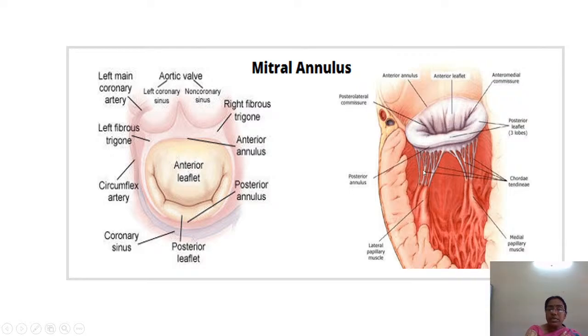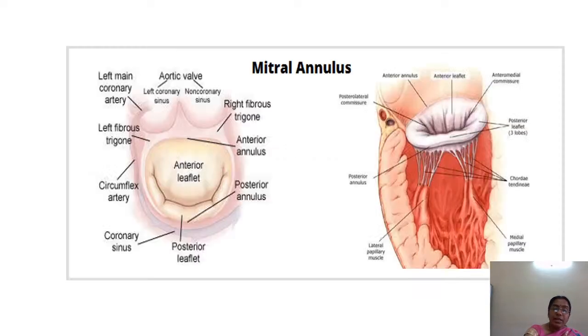From there, the thread-like structures are extending. These are called chordae tendineae, which attach to the conical projections called papillary muscles, forming the mitral complex. Same way, we are seeing this on the left side. Remember, if we go and see the right side, it is the same thing, but instead of the mitral annulus, you will see the tricuspid annulus.